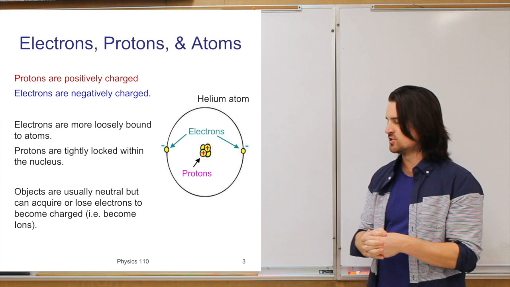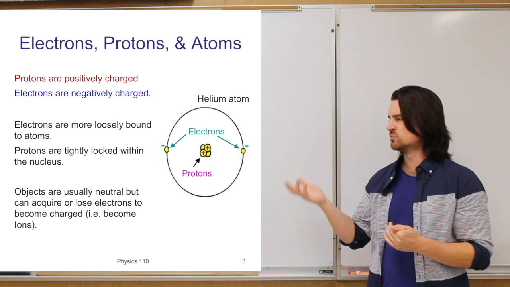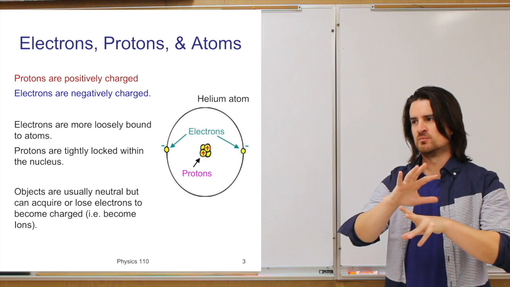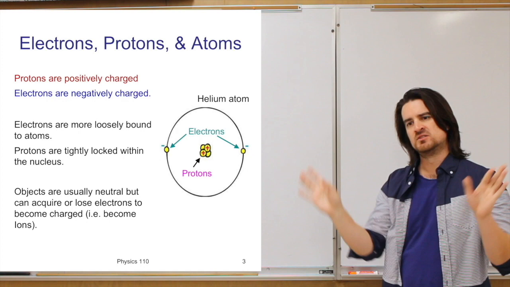And as you might see just from the picture, the electrons are more loosely bound to the atom than the protons are. The protons are pretty much confined at the nucleus. The electrons are swarming around the outside, which means that in most cases, the electrons are more likely to leave or get pulled into an atom.